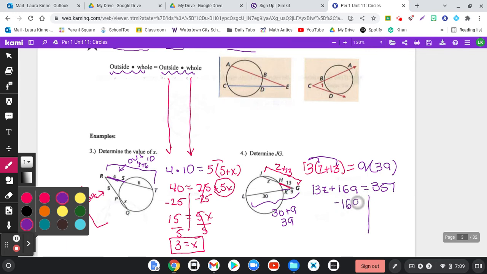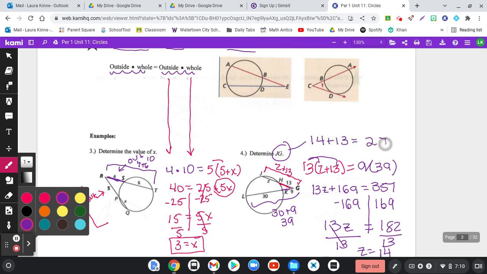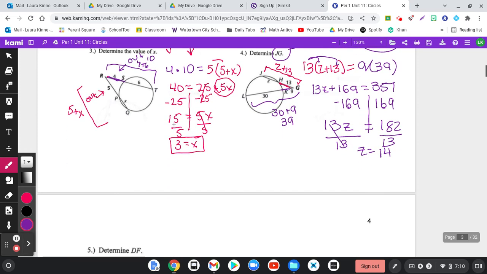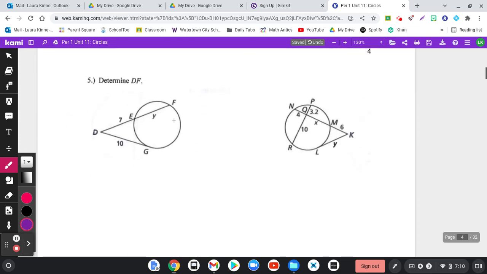We'll subtract the 169. So 13z equals 182. And then divide by 13. So z is equal to 14. But again, go up here. It wants you to find JG. So from J to H, z is 14, plus the outside is 13. 14 plus 13 is 27. Okay, just a couple more to work on.